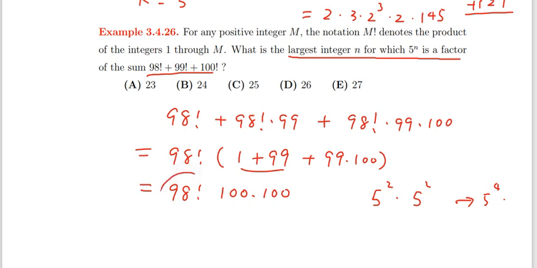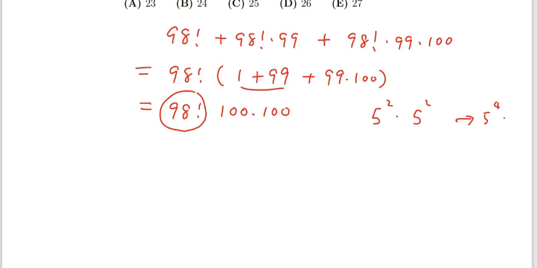So let's focus on this. How many 5s are factors of 98 factorial? We use the same way. We take those numbers: we have 5 and 10 and 15, like those, right? And the last number is 95. So those numbers we can take one factor of 5. So this number we can write as 5 times 1, 2, 3, and the last one is 19, right?